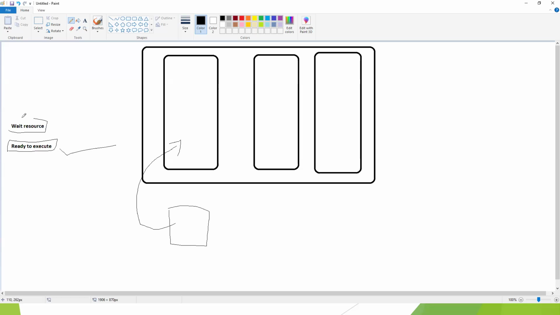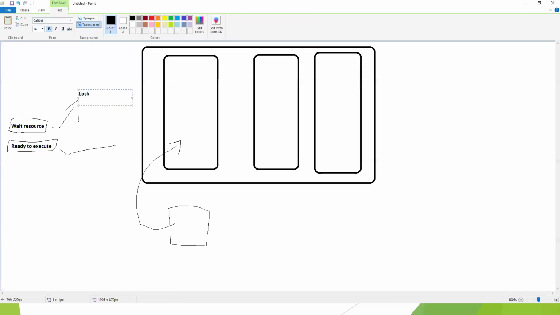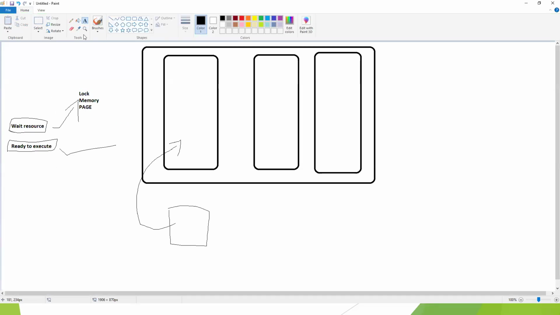What is waiting? Waiting is nothing but it needs some resources. It can be a lock resource, or memory, or a page. It can be anything, IO, whatever. It is waiting for some resources. So if this is waiting, it should not collide, as in it should not be in the same queue.